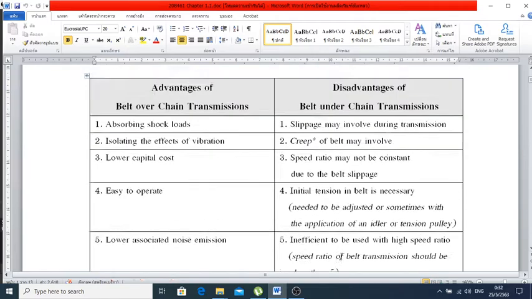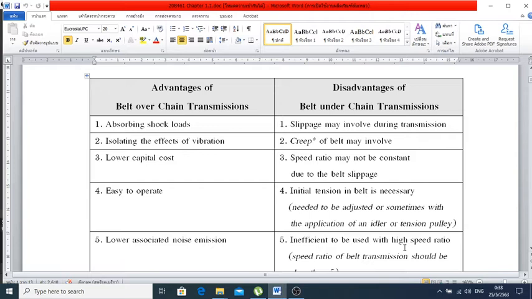Okay, so let's see the disadvantages compared to chain drives, which are synchronous. Number one, slippage may occur during transmission. The belt causes some slippage, in terms of the driven pulley or the driving pulley. We're going to talk about it later. If you compare to chains, slippage never happens at all. This is one of the good things about chains.